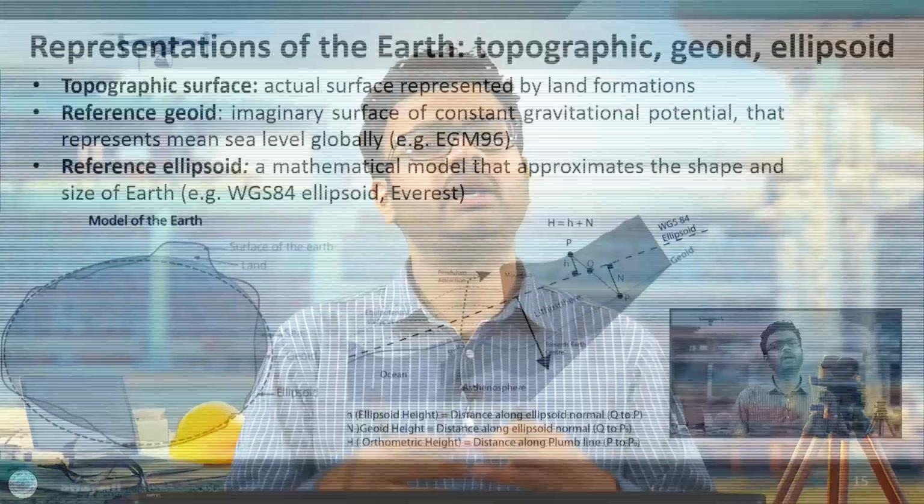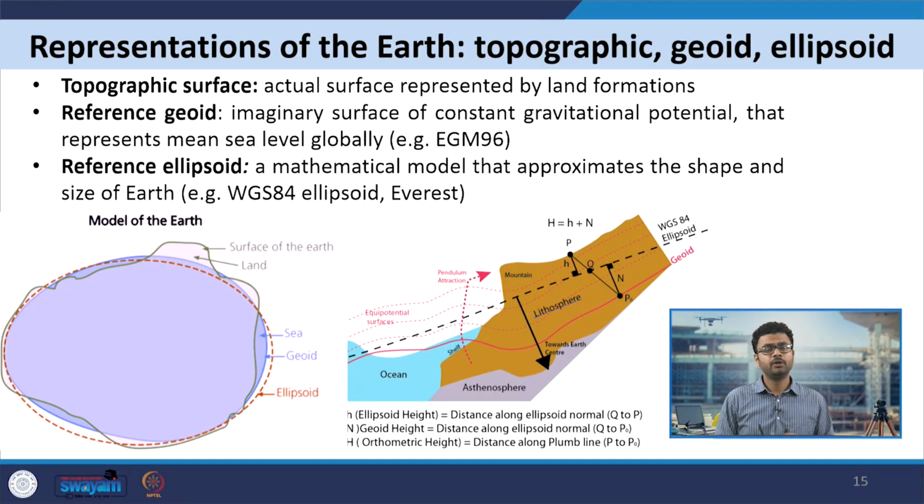Now for measuring the heights of points on the Earth's surface with respect to a vertical datum, the height can be with respect to different reference surfaces. So let's see what these reference surfaces are. First we have a topographic surface, which is the actual surface represented by land formation. Then we have the reference geoid. It is an imaginary surface of constant gravitational potential that represents mean sea level globally.